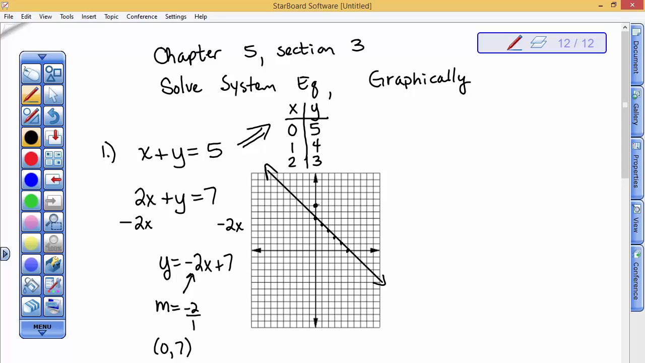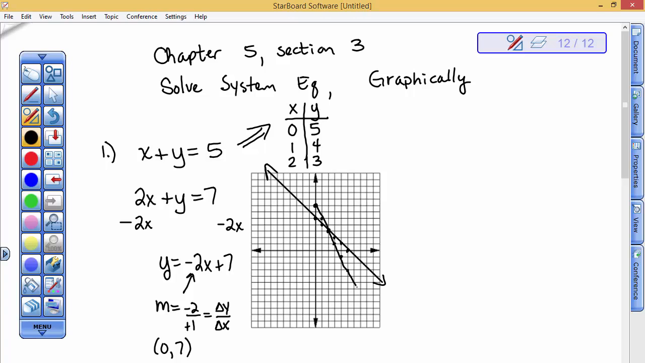Then the slope of this line says my change in y should be to go down 2 and then go to the right a positive 1. So from this y-intercept, I'm going to go down 2 and to the right 1. Down 2 and to the right 1. Oh, look, that's where they overlap. I'll keep going down 2 and to the right 1. I'm going to go ahead now and draw my straight line through all of these, hopefully.